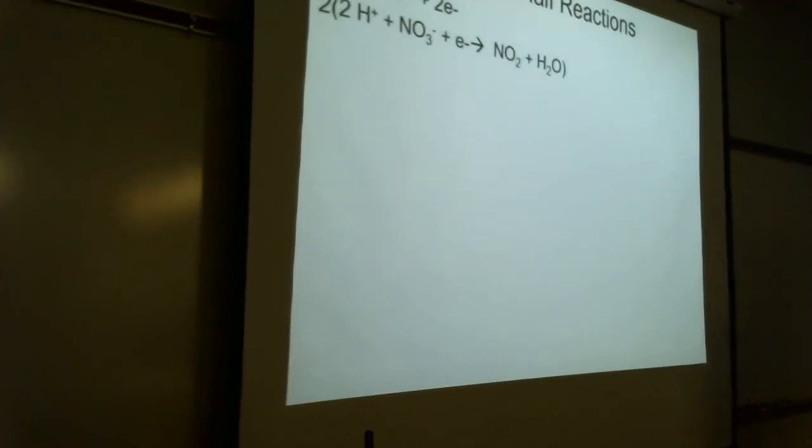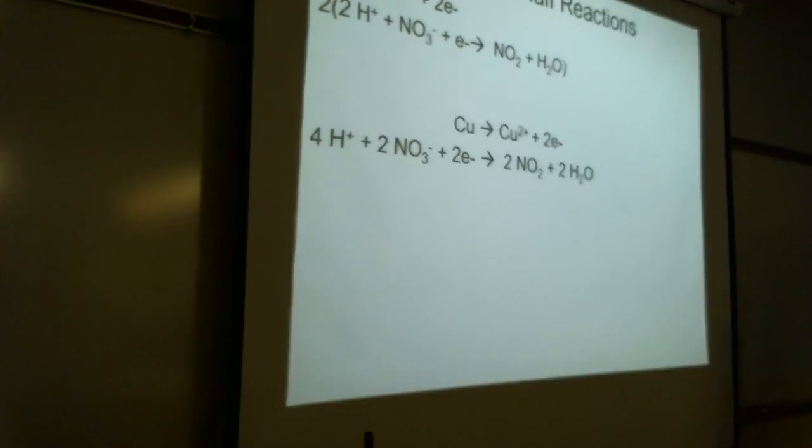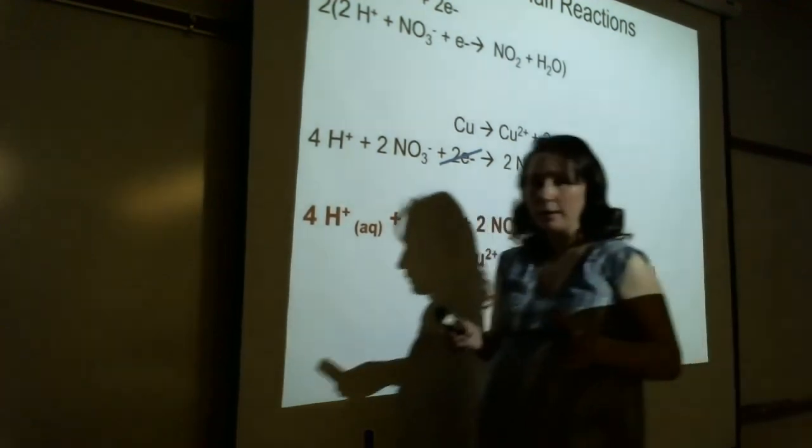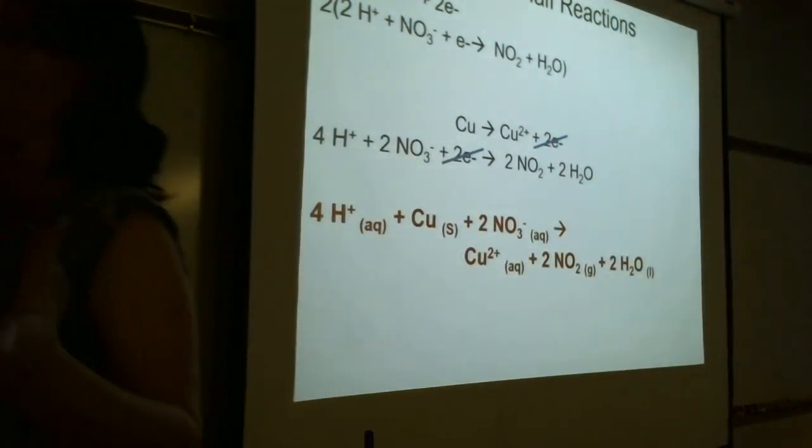So now I'm ready to add coefficient of 2 here, coefficient of 1 here. So I'm going to multiply the entire reduction half reaction by 2, and then do my adding, giving me my final answer. Did you get it right? Good deal. All right, so remember, on Monday when we talk about balancing in basic solution, we're going to take what we learned today and literally just add one more step to it.